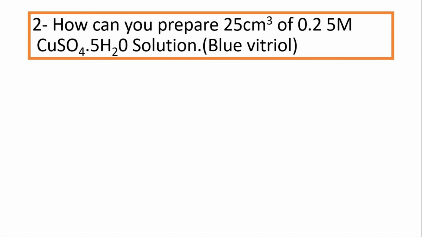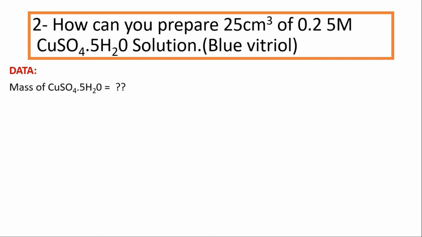Now the second question of the self-assessment exercise 6.6 is how can you prepare 25 cm³ of 0.25 molar copper sulfate pentahydrate (CuSO4·5H2O) solution. Students, this pentahydrated copper sulfate is also known as blue vitriol.